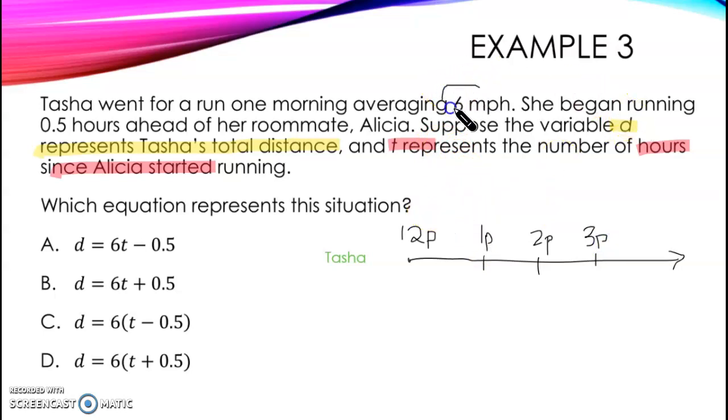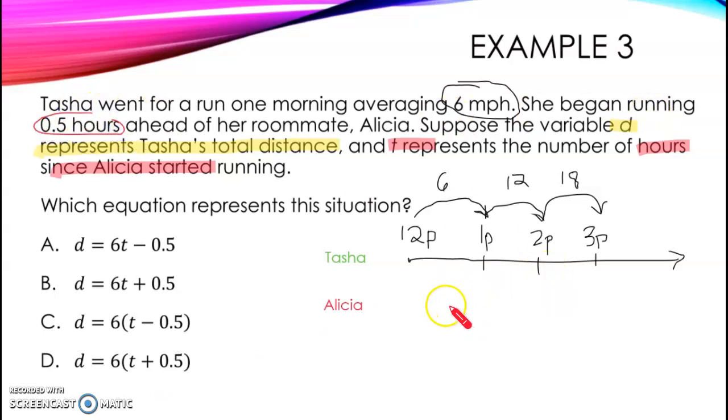Now she runs 6 miles every hour. So that means in the first hour, she's going to go 6 miles. In the second hour, she's going to go another 6 miles, and she'll end up at 12 miles. And then another 6 miles after that, she'll end up at 18. Now, her roommate, Alicia, is actually starting 0.5 hours later. So she's going to start here at 12:30, 0.5 hours later. And it says in the word problem that this is where we want T to start. This is where T is going to be.